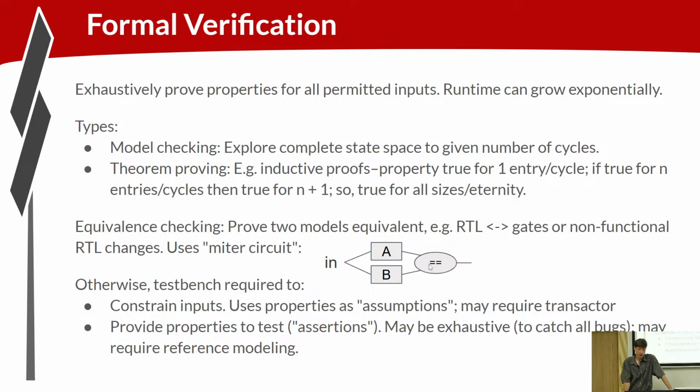Your property is that this matching check must hold for all of time, and then you apply, say, model checking to make sure that's true. This circuit is known as a miter circuit. A and B also might be, A might be the RTL for your design, and B might be the gate level design after running logic synthesis. You'd be using this approach to verify that logic synthesis didn't break anything, verifying the tool in this case.